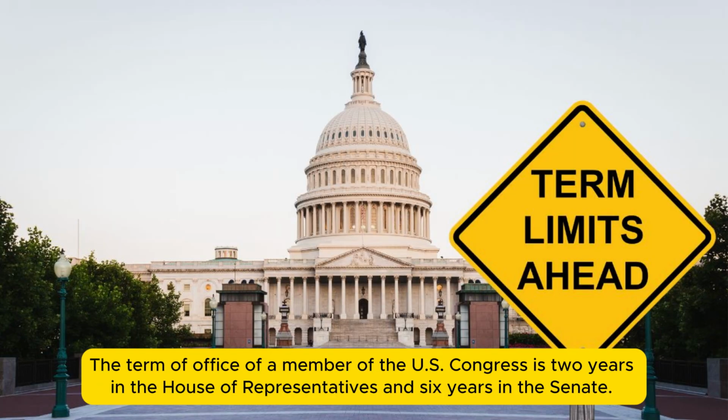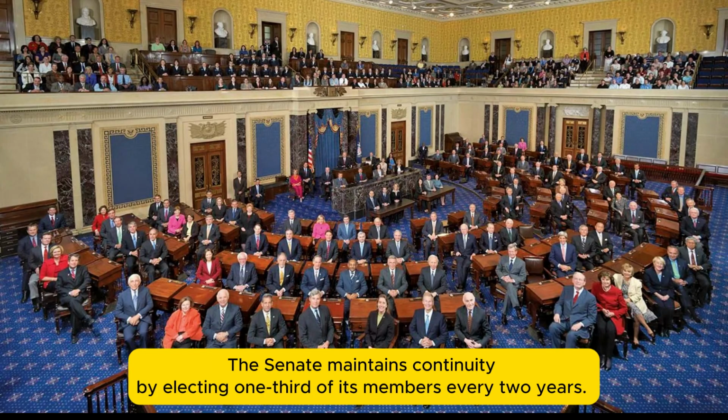The term of office of a member of the U.S. Congress is 2 years in the House of Representatives and 6 years in the Senate. The Senate maintains continuity by electing 1/3 of its members every 2 years.